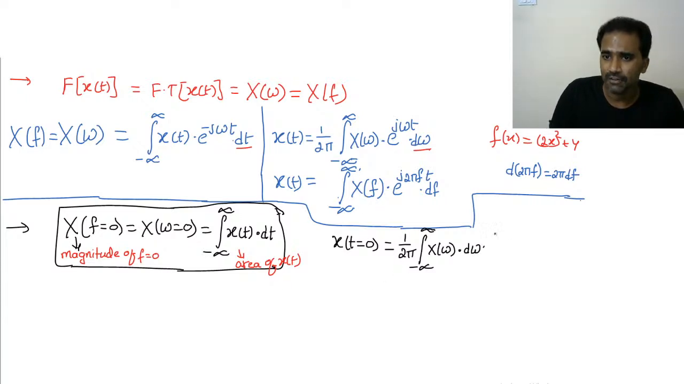And how about the second formula? In the second formula also, if you replace t with 0, e power 0 becomes 1. So the formula turns out to be like this: integration of X of f df.